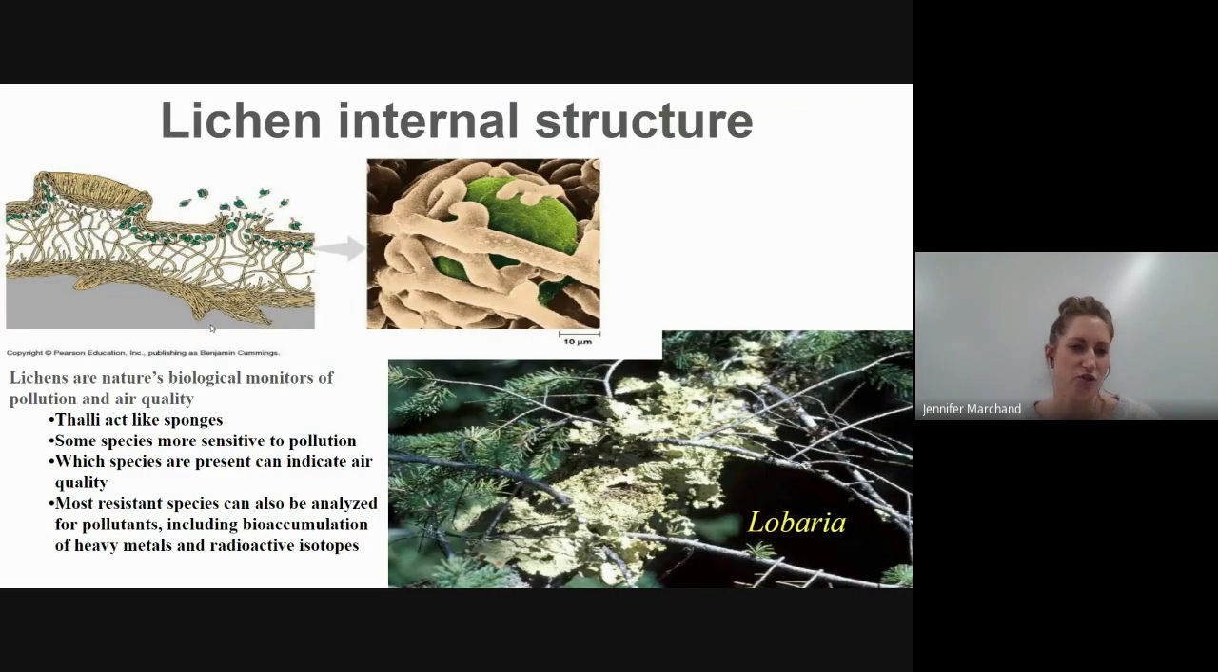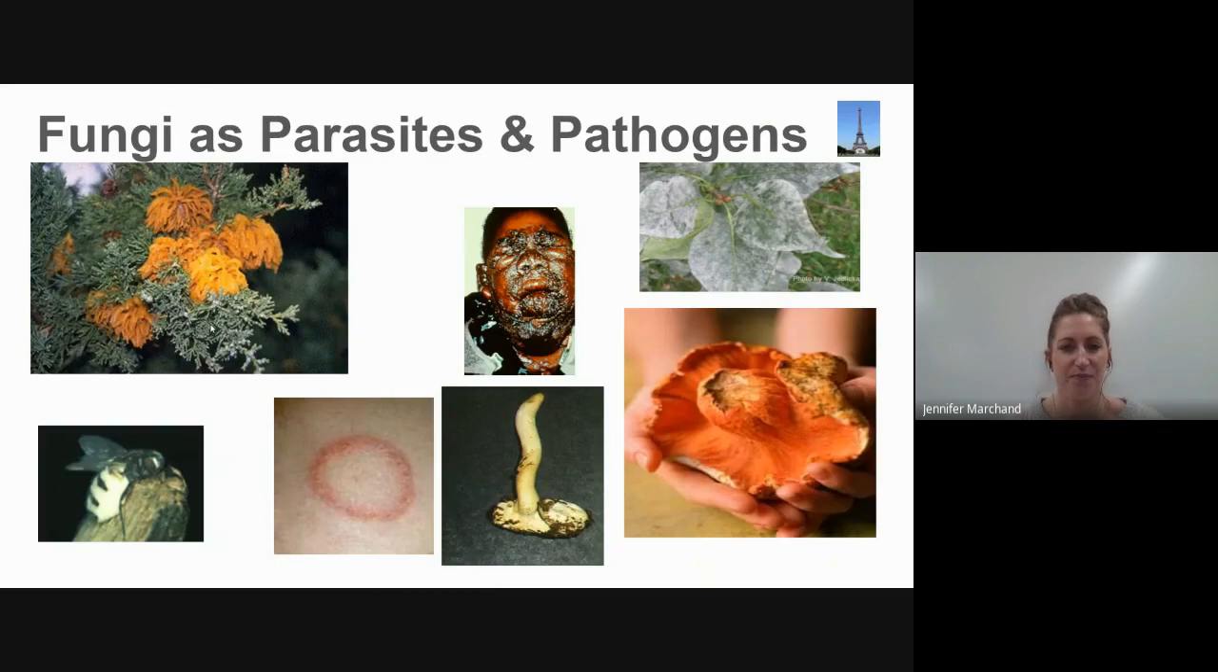This is just the internal structure. Again, there's a lot of information in this slideshow, but I just wanted you to have it in case you were interested. Okay.